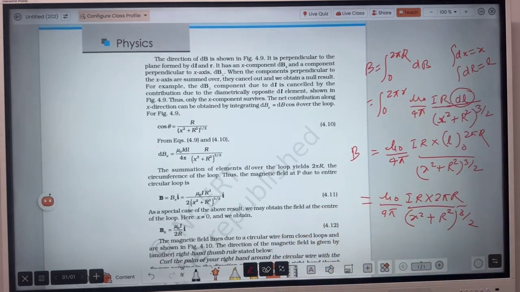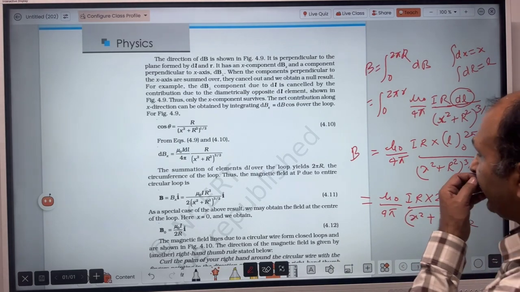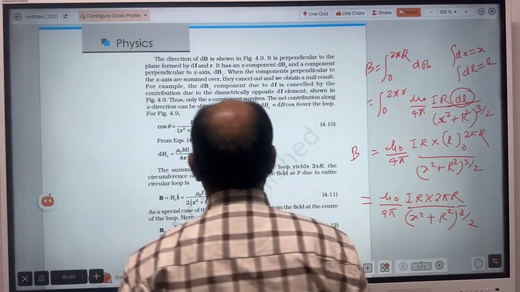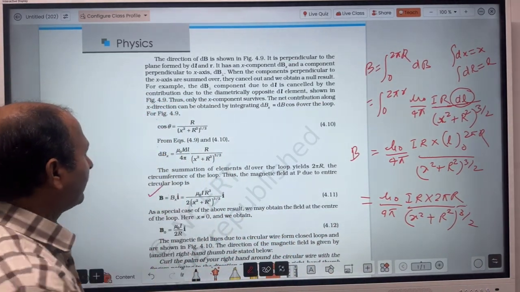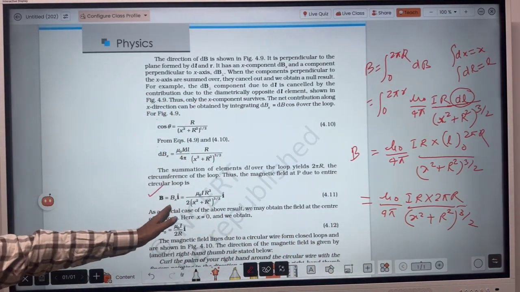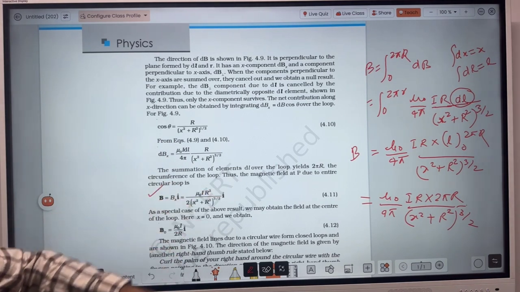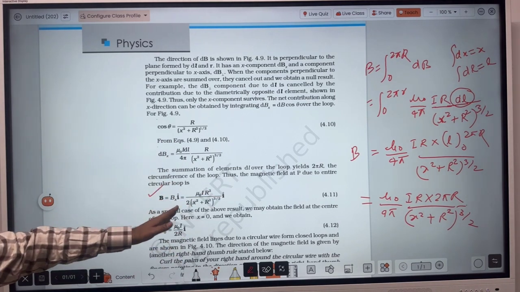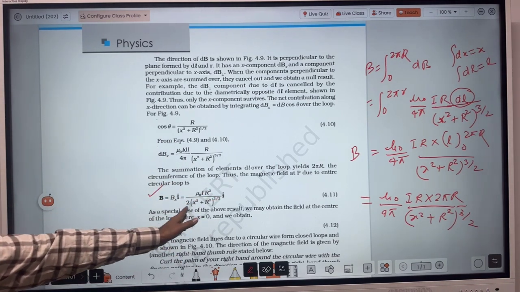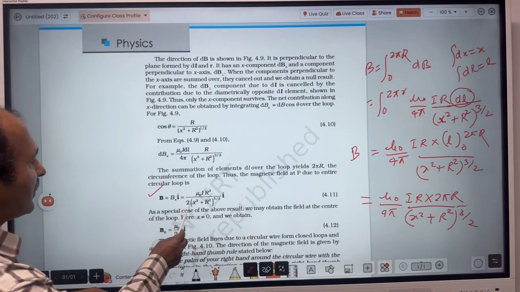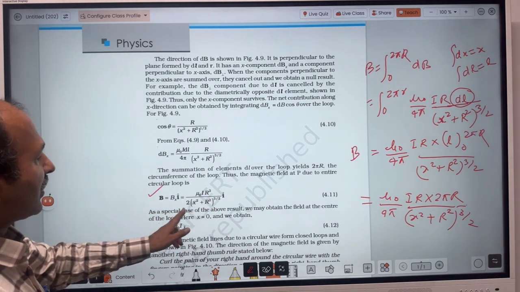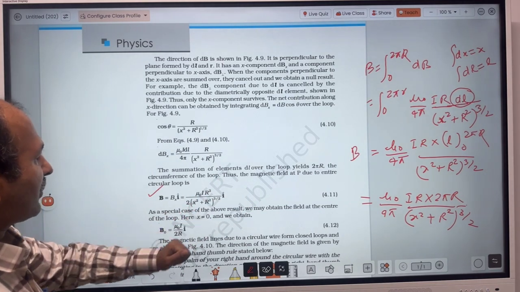Now this 2 pi will cancel out and I r square will be left. So our result will be like this. And in terms of vector, the result will be along x-axis. So Bx i cap, same value as I have shown there. So this will come out to be this much: mu naught I r square divided by twice of (x square plus r square) to the power 3 by 2.